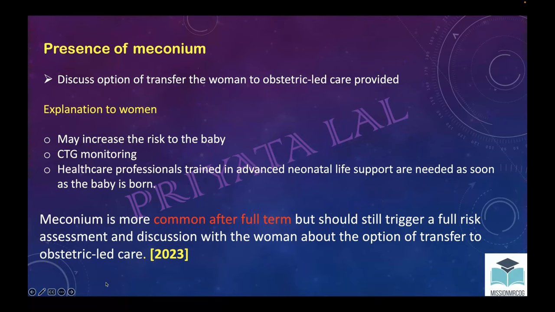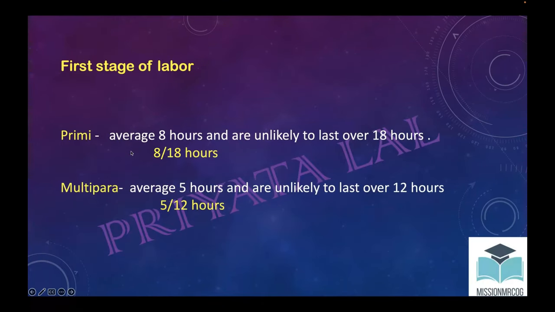Now, first stage of labor: this is the same, nothing is changed there. For a primigravida, the average first stage of labor is 8 hours, but it is usually unlikely to be more than 18 hours. Okay, so 8 and 18. For a multipara, the average first stage is 5 hours, and it is unlikely to last more than 12 hours. It is the same, there is no change here.